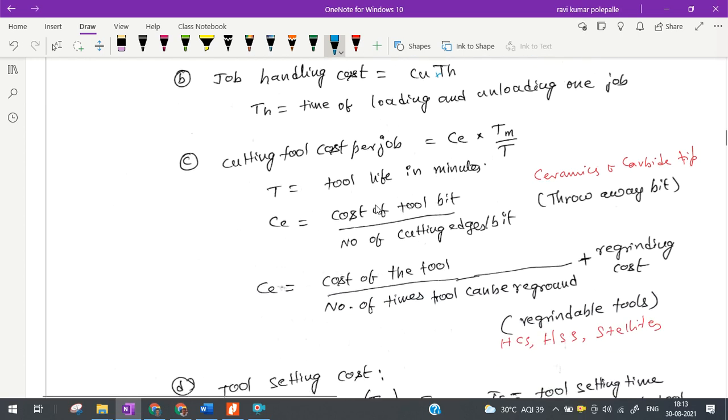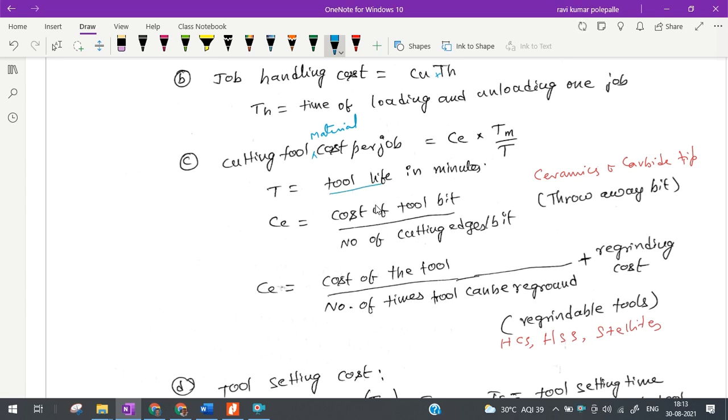Next, cutting tool material cost. So here it is material cost. So how much or how do I allocate that? So I write it as Ce into Tm by T. Tm by T refers to the number of times I am going to replace the cutting tool or do the regrinding for the cutting tool in a given machining time Tm. So therefore T refers to the tool life.